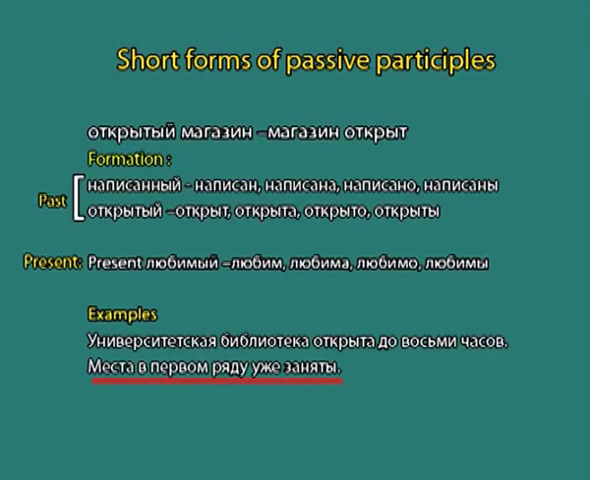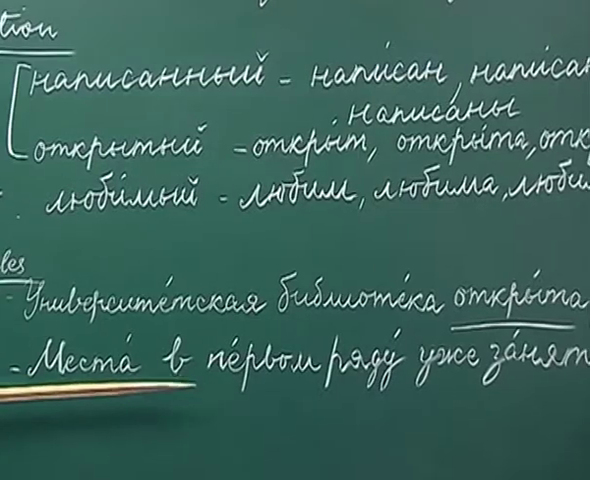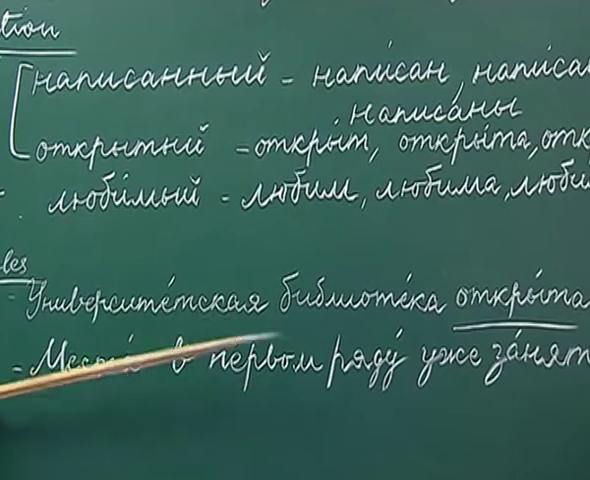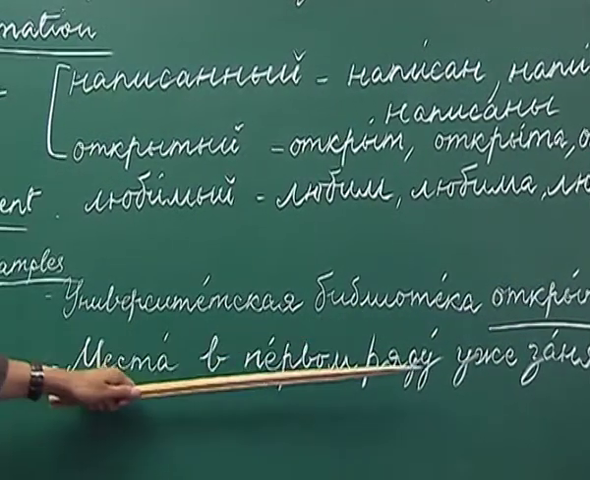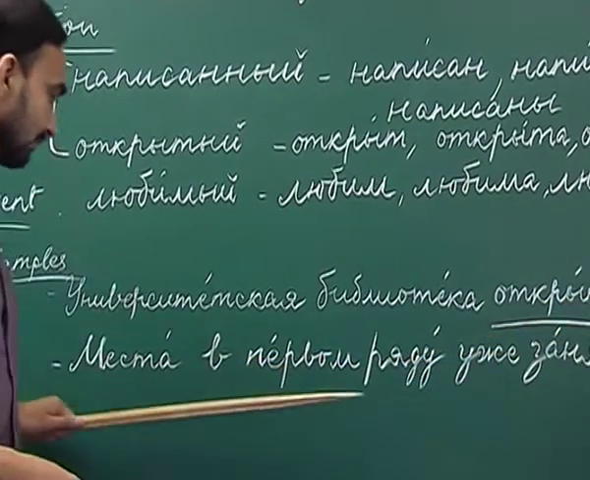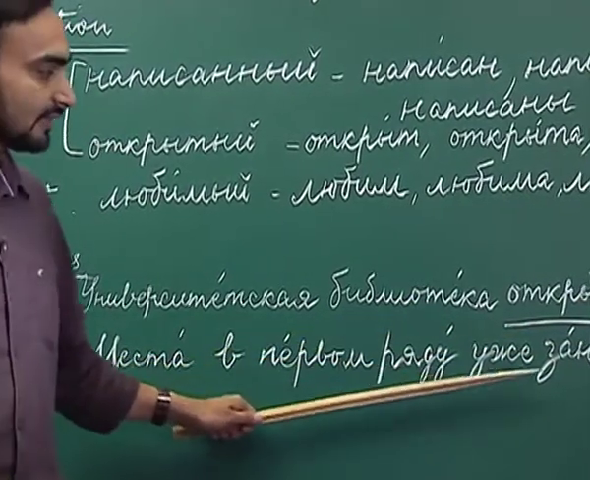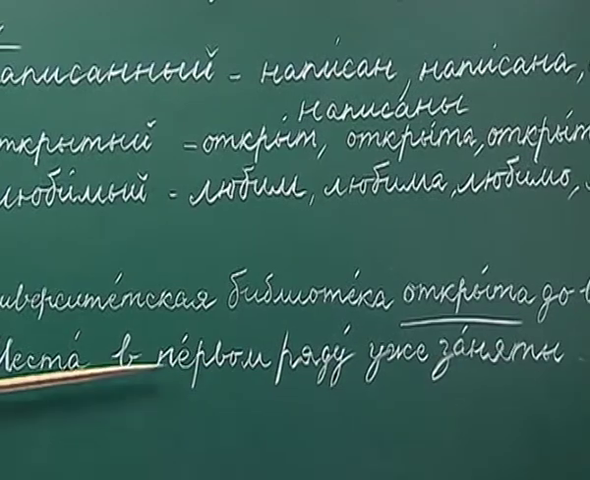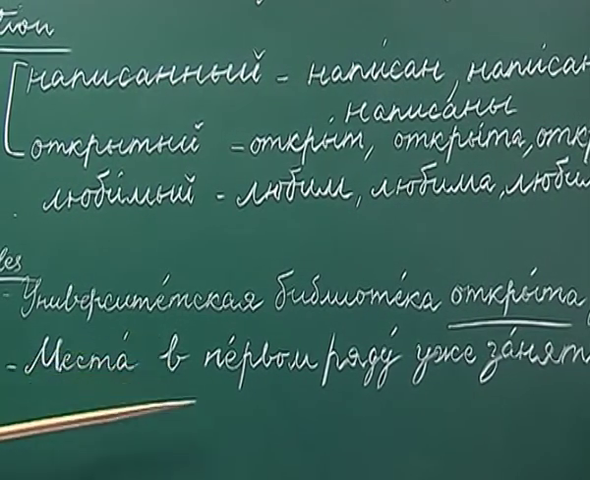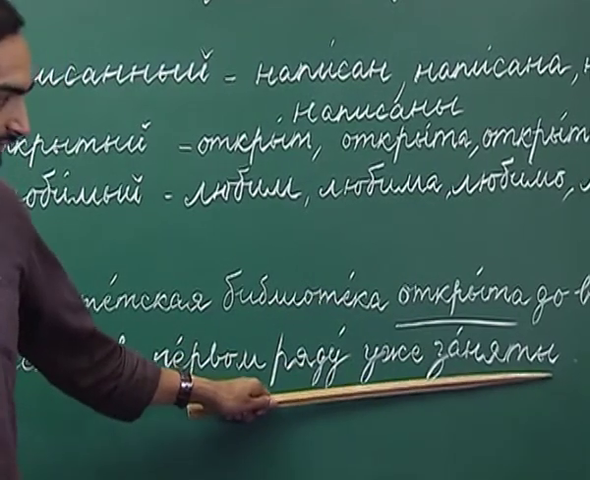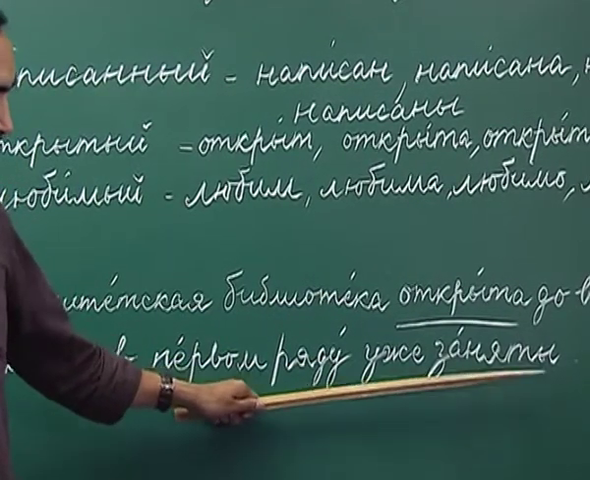The next example is Mista v prvom redu ushe zanati. The places or seats in the first row is already taken. Seats in the first row are already taken. Mista v prvom redu ushe zaniti. Here mista is in the plural form, that is why we are using the plural form of the passive participle past, which is zanati.